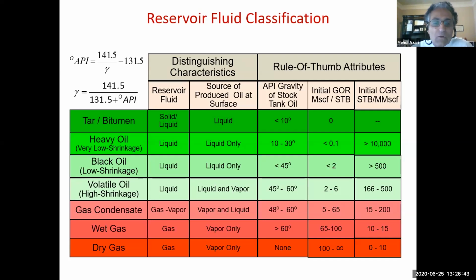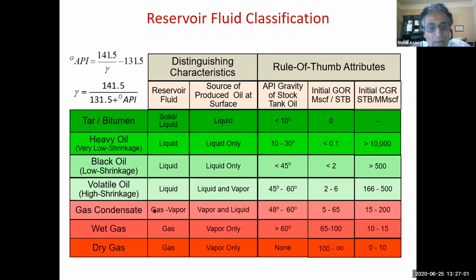Viscosity of water at surface is 1. So this guy has a lot of gas in it. That's called a volatile oil. The API gravity is 45 to 60, all right? And the GOR could be between 2,000 to 6,000 standard cubic feet per stock tank barrel.